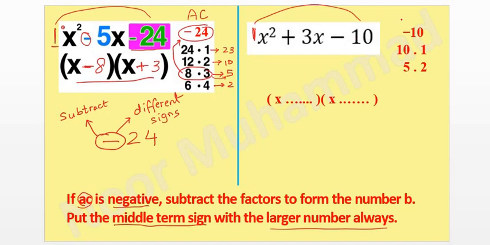We have to get AC. So what is AC right now? It's negative 10. Right? Now let's make the factors for negative 10. So it will be 10 times 1, 5 times 2.